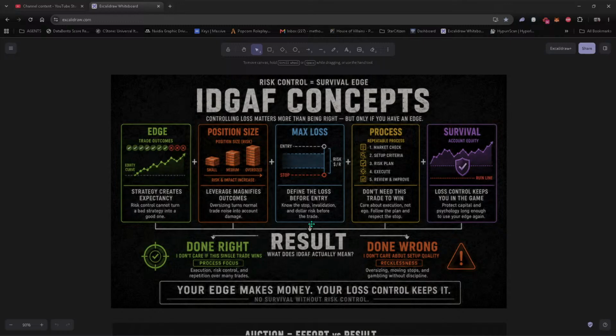Done wrong, I don't care about setup quality, right? Risk control, survival, but you still need an edge, right? You still need a strategy. It's not that strategy doesn't matter. It just means that if you don't have risk control, every strategy is probably going to fail, because you're going to run out of money and you can't trade anymore.